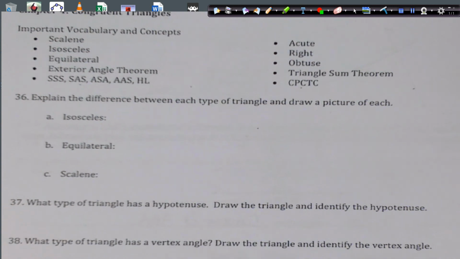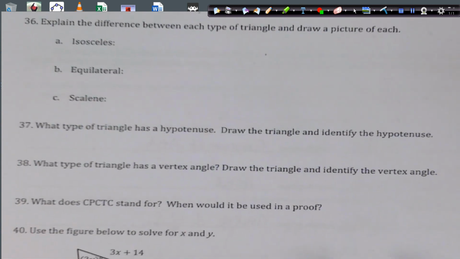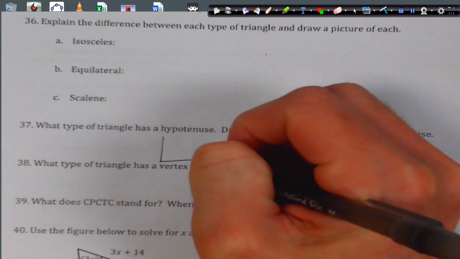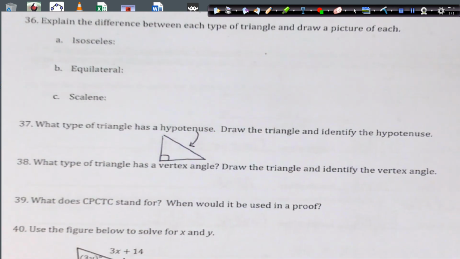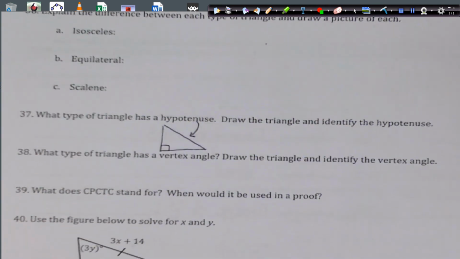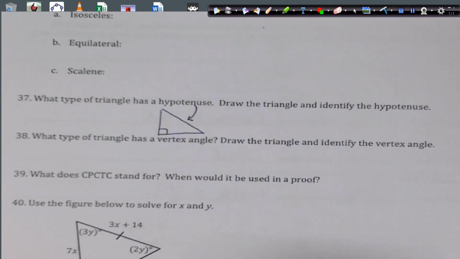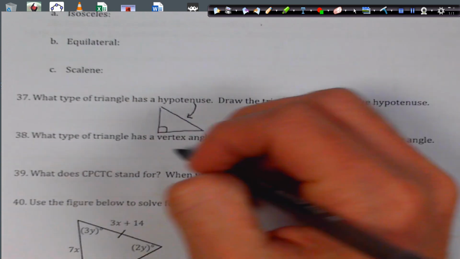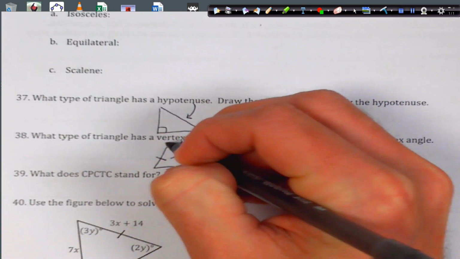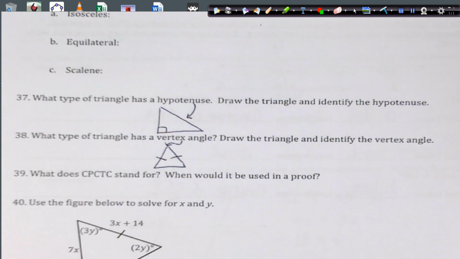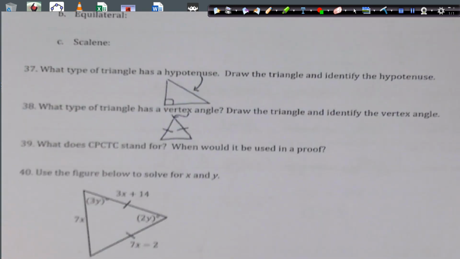There we go. What type of triangle has a hypotenuse? That would be a right triangle, and the hypotenuse is right here. It's always across from the 90. What type of angle has a vertex angle? Draw and identify the vertex angle. Well, the vertex angle is going to be on an isosceles, and the vertex angle is the one right between the two.